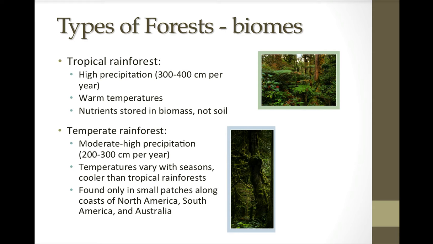They tend to be cooler than tropical rainforests, and temperate rainforests are found only in very small patches in certain areas, so along the coast of North America, sort of in the northern California, Oregon region, the coast of South America, and the coast of Australia. Those are the only places we find temperate rainforests around the world. And they're found in those areas because all of the moisture from the ocean allows the rainforests to form right along the coast there. It's sort of the rain shadow effect.